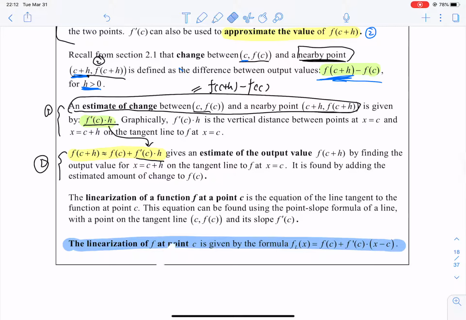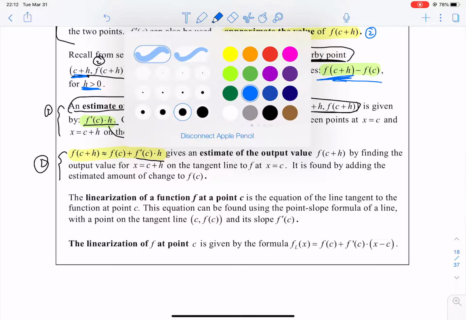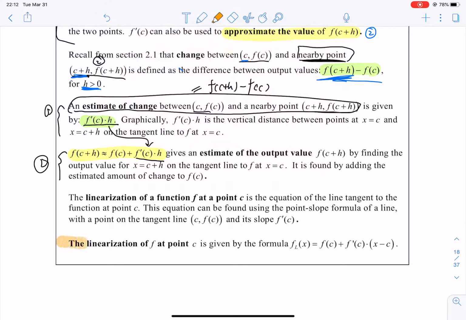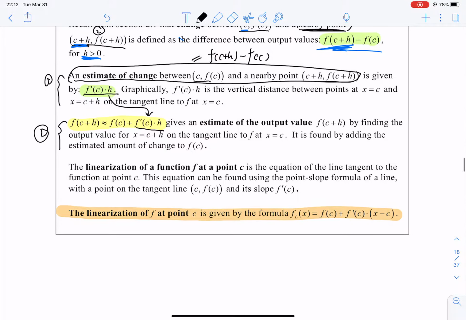Oh, it's too dark. Let's change it to crimson orange. So for this formula, you have to memorize it. The formula is called the linearization of the function f at a point C.